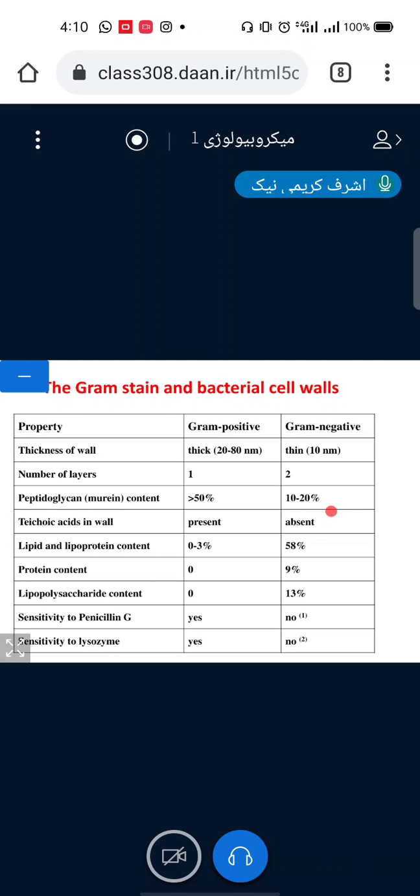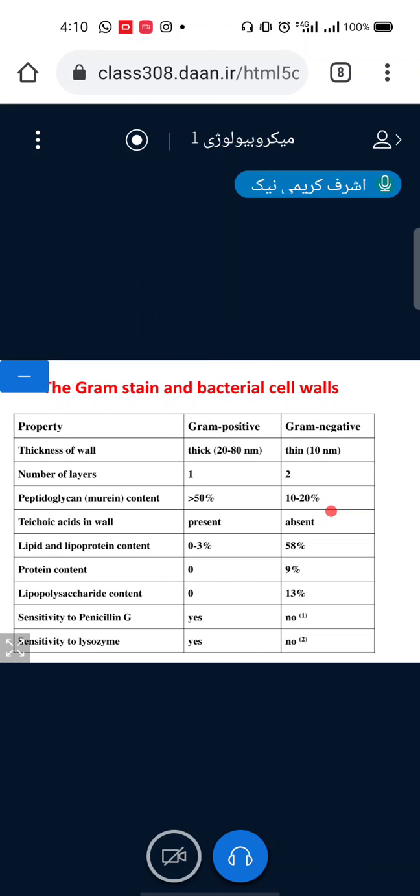Next item, teichoic acids in wall. In gram-positive present, in gram-negative absent. Gram-negative bacteria don't have any teichoic acid. Teichoic acid is just found in gram-positive bacteria.